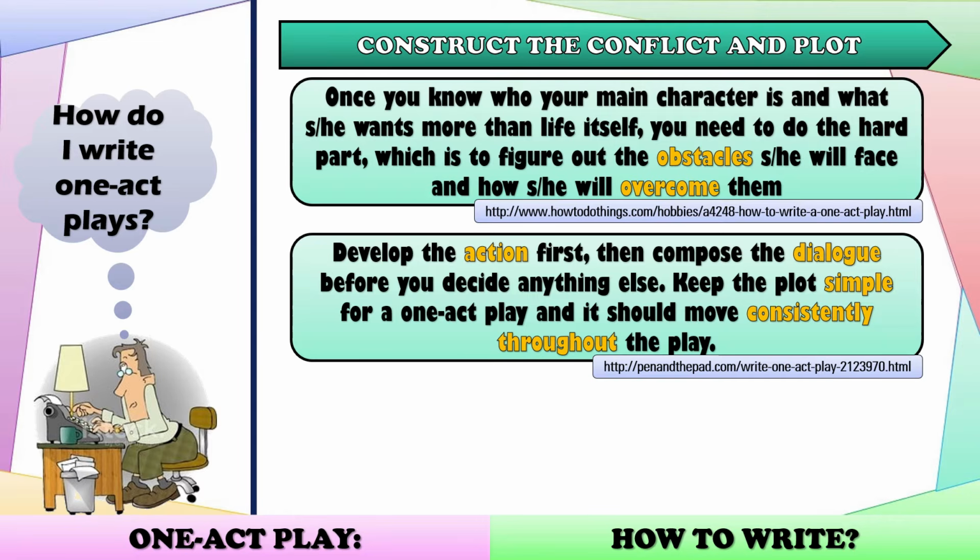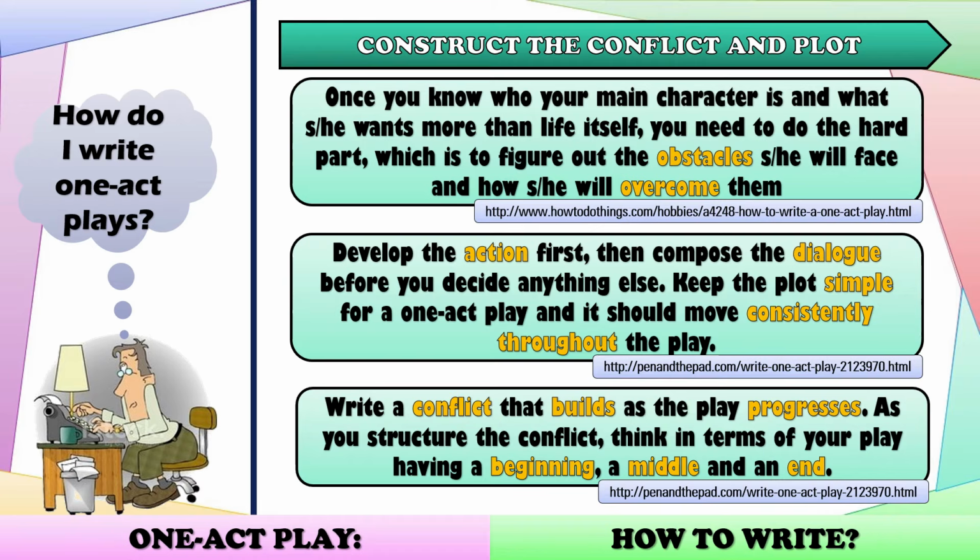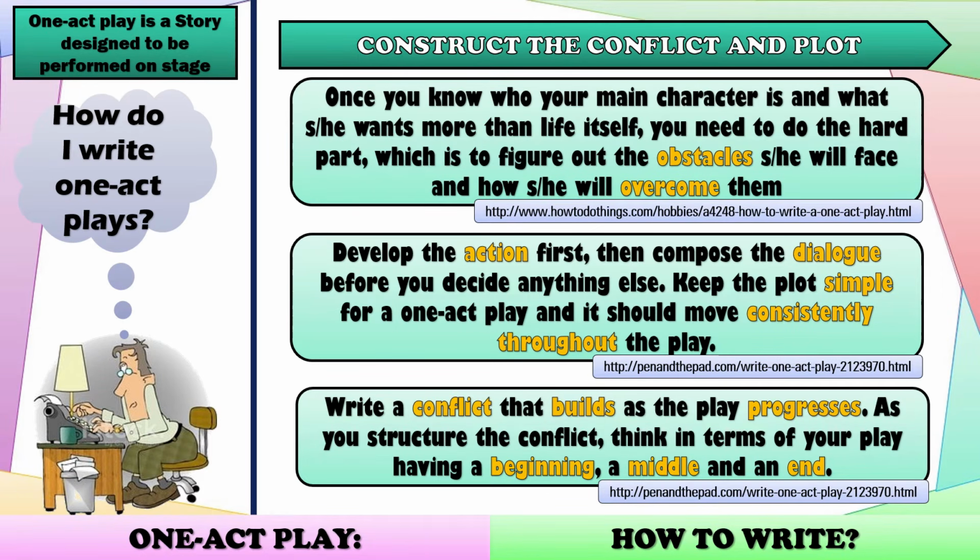Keep the plot simple for a one-act play, and it should move consistently throughout the play. Furthermore, write a conflict that builds as the play progresses. As you structure the conflict, think in terms of your play having a beginning, a middle, and an end. This is important because pretty much a one-act play is a story that is designed to be performed on stage.